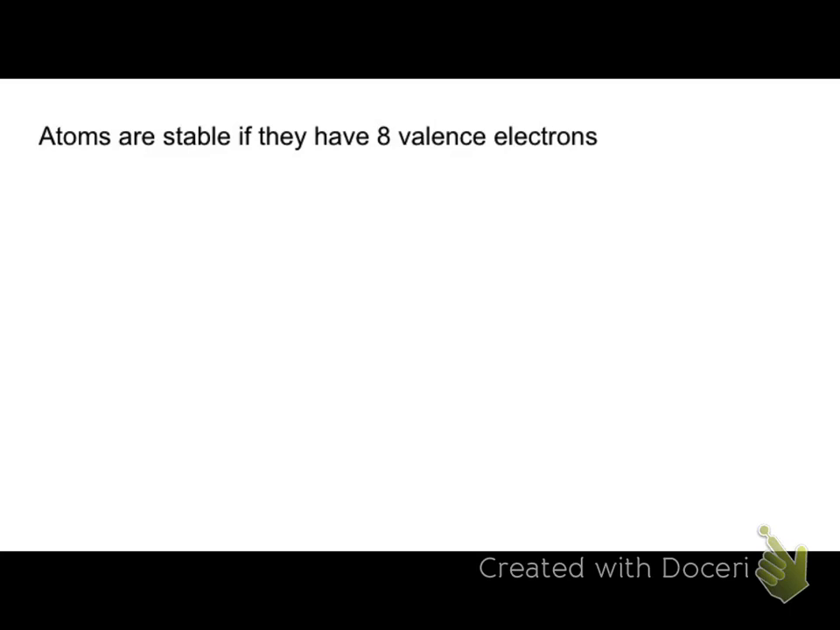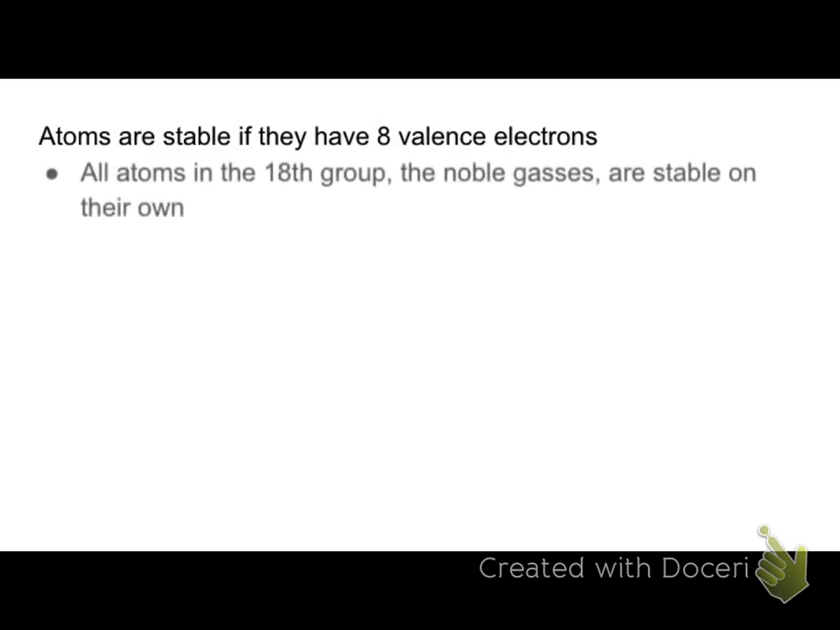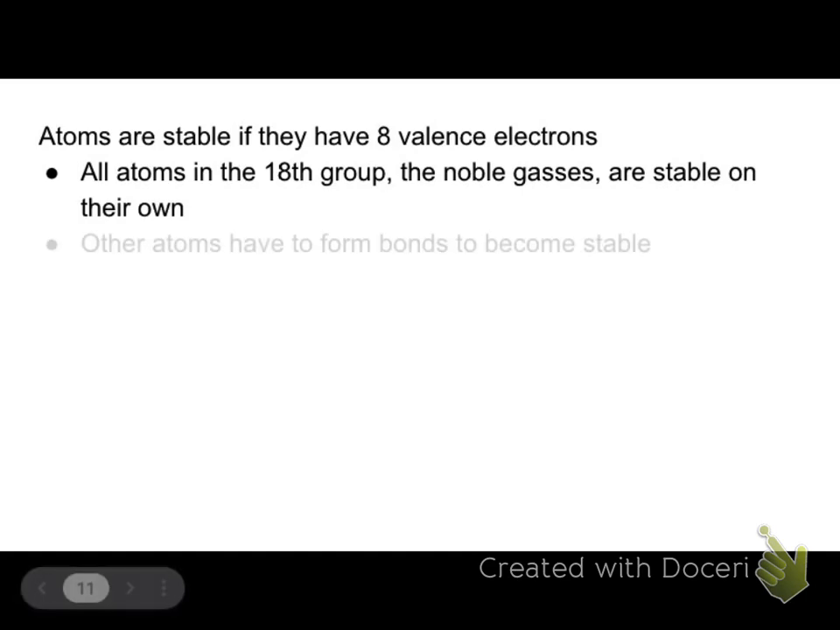Atoms are stable if they have 8 valence electrons. All atoms that are in the 18th group, which we call the noble gases, are stable on their own, and therefore they don't tend to get involved in chemical reactions. Other atoms have to form bonds in order to become stable.